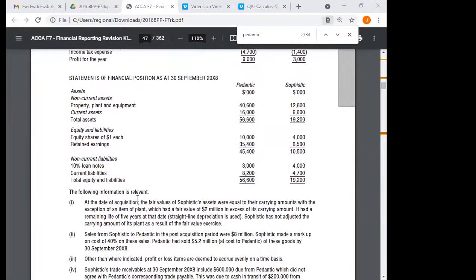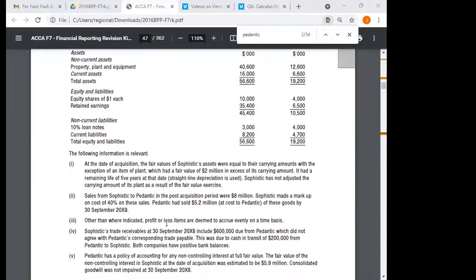The following information is relevant. At the date of acquisition, the fair values of Sophistic assets were equal to their carrying amounts, with the exception of an item of plant, which had a fair value of $2 million in excess of its carrying amount. It had a remaining life of 5 years at the date, straight line. Sophistic has not adjusted the carrying amount of its plant as a result of the fair value exercise. Sales from Sophistic to Pedantic in the post-acquisition period were $8 million. Sophistic made a markup on cost of 40% of these sales. Pedantic had sold like that.